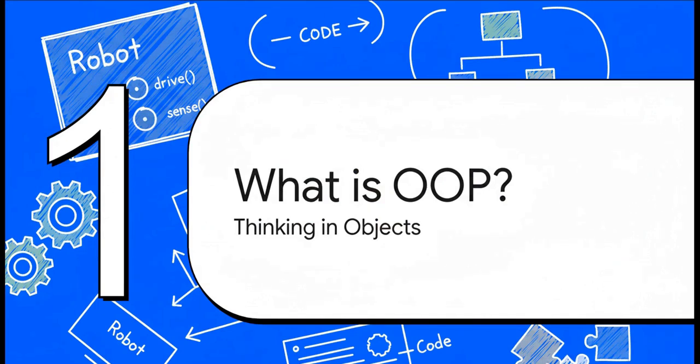All right, so first things first. What even is object-oriented programming? Well, when you boil it all down, it's just a way of thinking about your code that copies how we see the real world, as a bunch of different things or objects.